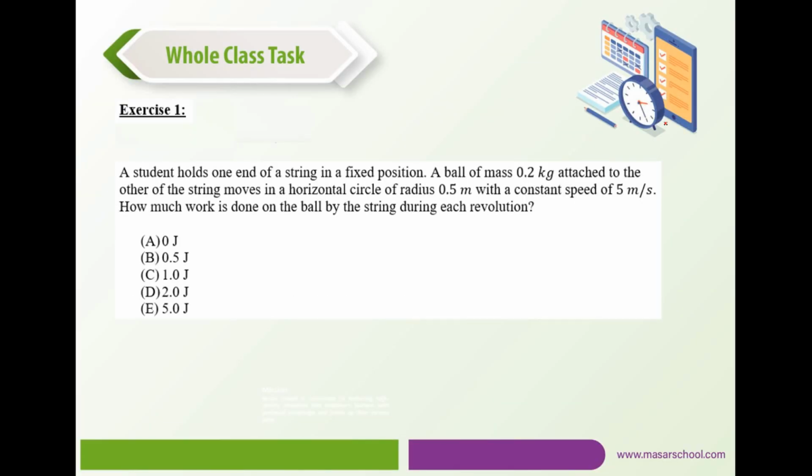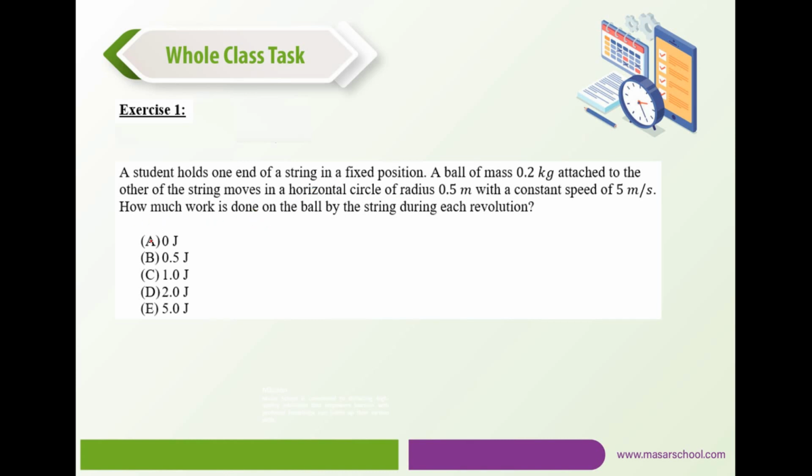And now for the remaining part of the video, we're going to solve exercises. A student holds one end of a string in a fixed position. A ball of mass 0.2 kg attached to the other end of the string moves in a horizontal circle of radius 0.5 meters with a constant speed of 5 meters per second. How much work is done on the ball by the string during each revolution?